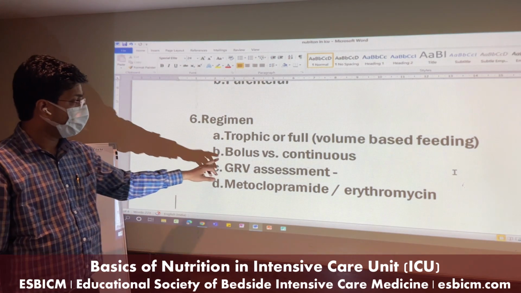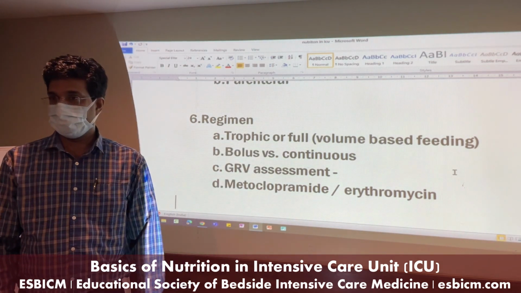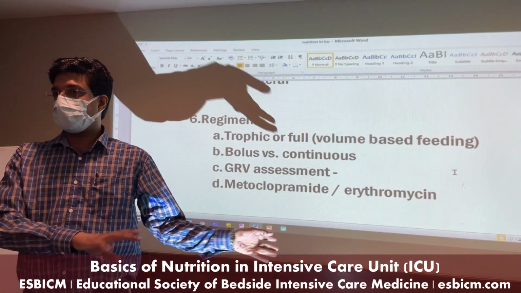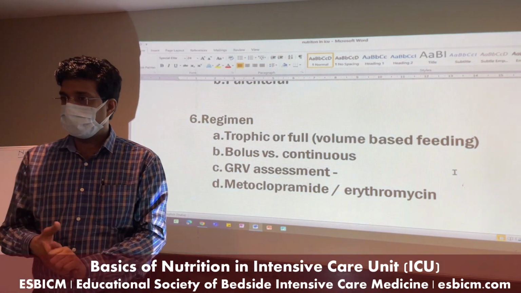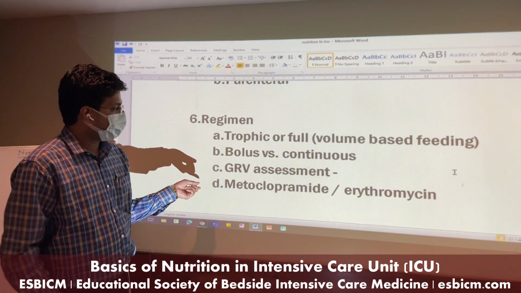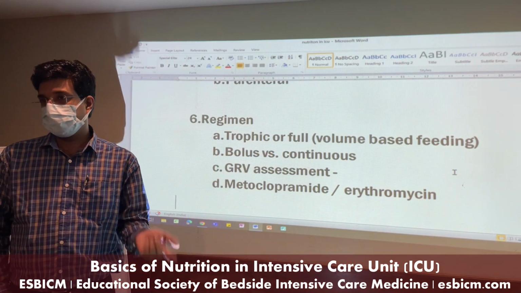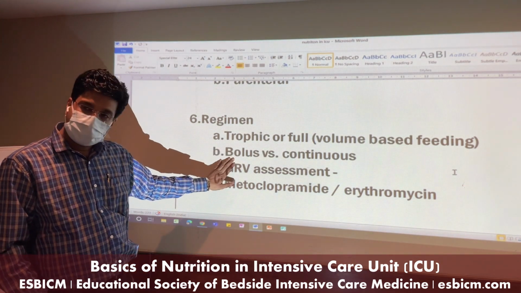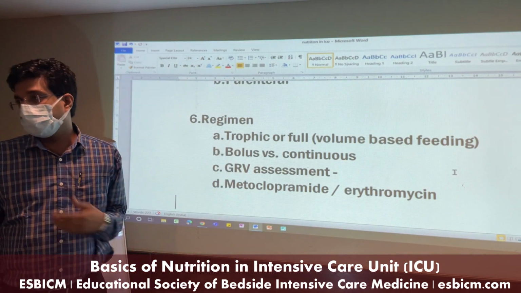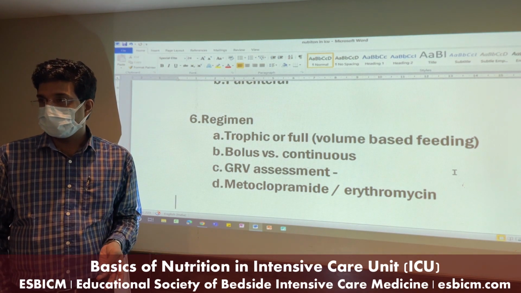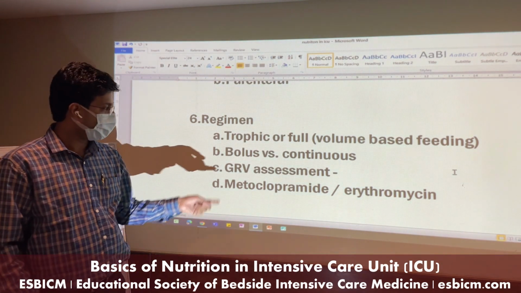Bolus versus continuous. This is a topic of debate and controversy right from the start, and still it's controversial. I would not say it's controversial, but I would say that each has its own benefits. The natural way, if you ask me, is bolus because we are bolus eaters. We take food 3 4 times a day. We are not continuous eaters.